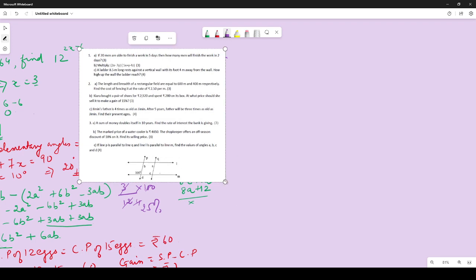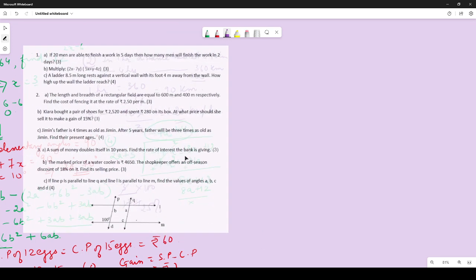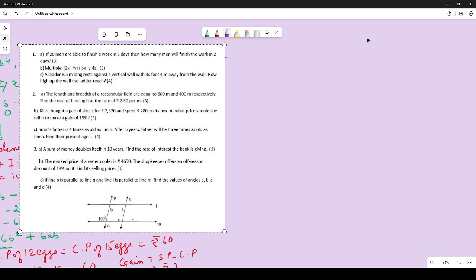Let me expand it a bit so that you can see the questions clearly. Okay, let us come to the first question. What is the first question all about? If 20 men are able to finish a work in 5 days, then how many men will finish the work in 2 days? Now remember, this is what variation? 20 men finish the work in 5 days. So 2 days, how many men are required?